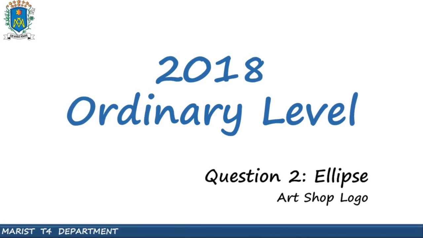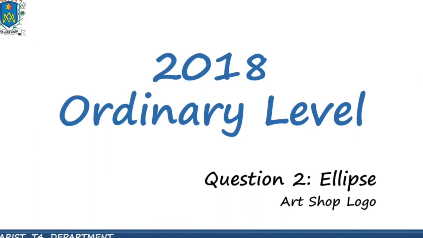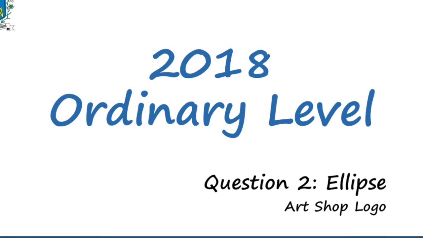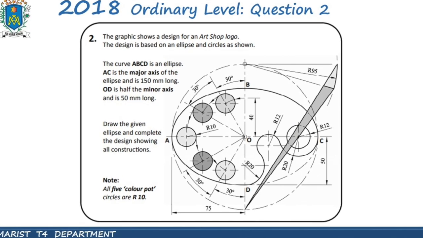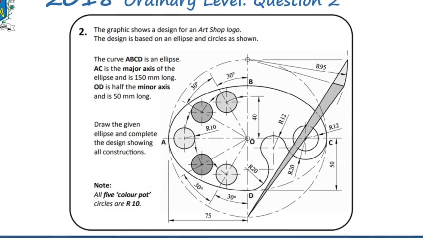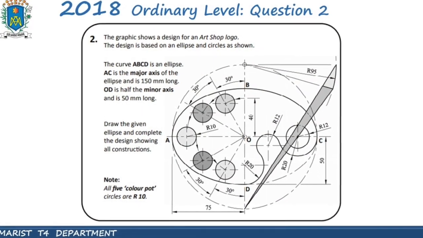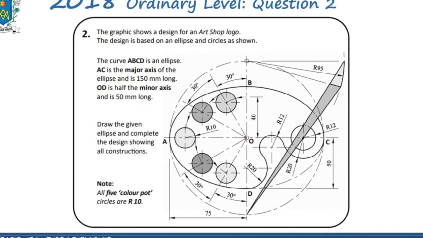Hi all, in this video we're going to be looking at the Technical Graphics Ordinary Level 2018 question 2. That is the Ellipse question, and this year it was the Art Shop logo. So let's get started. In this question, again, it's the ellipse question, so we're asked to draw an ellipse, and that's where we're going to start.